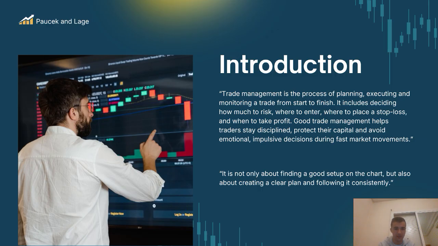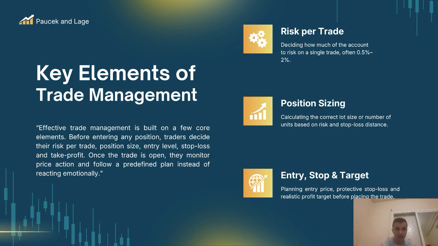On this slide, you can see the core elements of trade management. The first one is risk per trade. Before we even think about entering, we decide what percentage of our account we are comfortable risking on a single idea. For example, 1% or 2%. That means that even if the trade fails, the damage is limited. The second element is position sizing. Once we know our risk and where our stop loss will be, we calculate the correct lot size or number of units. This step is important because it connects our chart idea with our actual money.